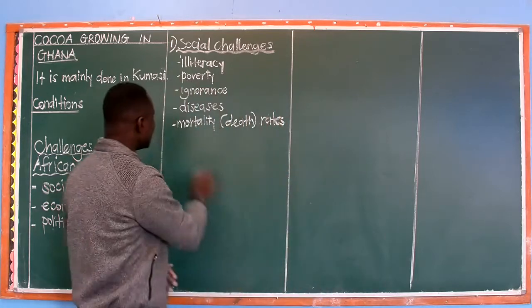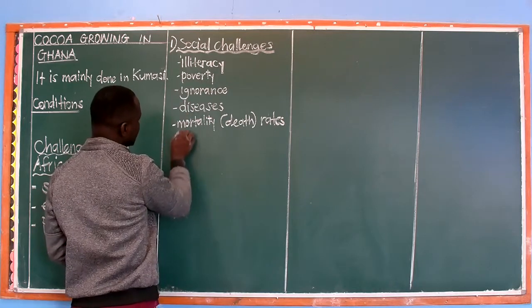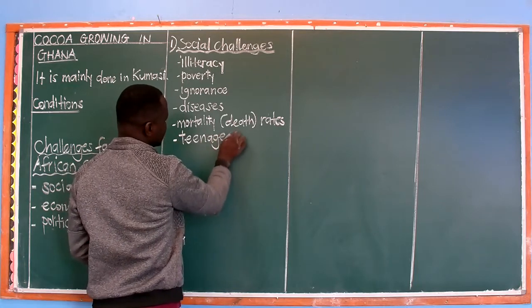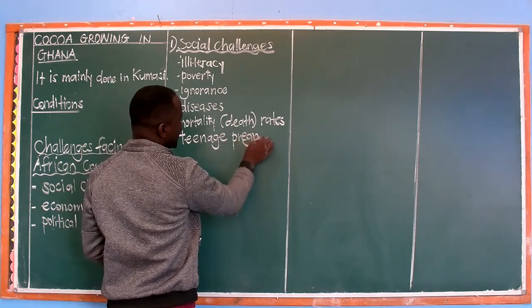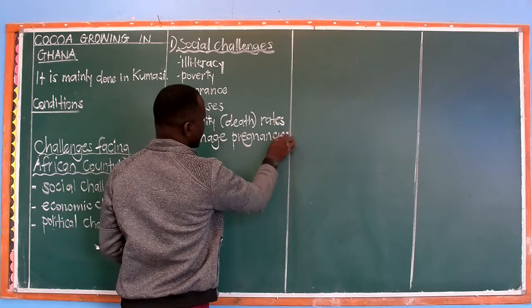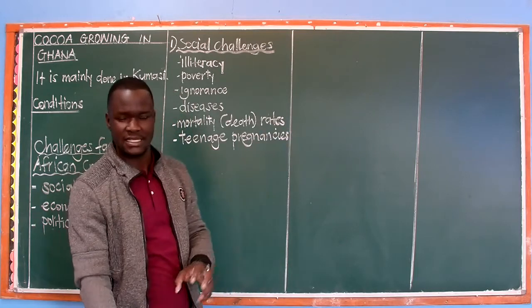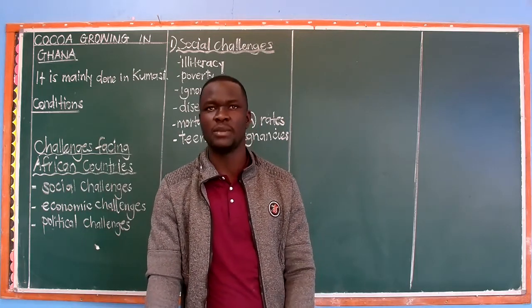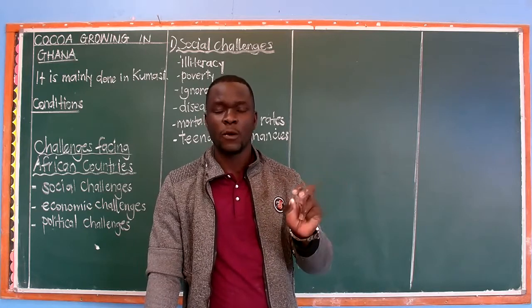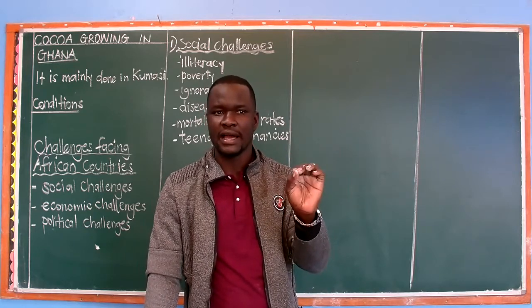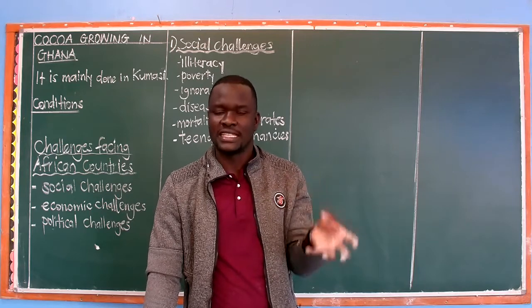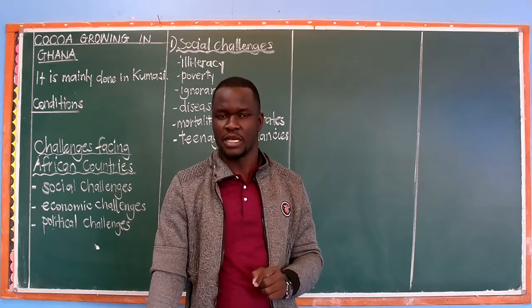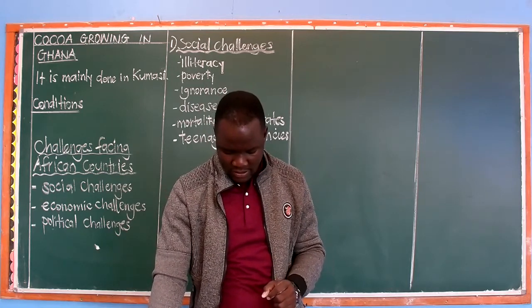The other problem that is associated with this is what we call teenage pregnancies. We can call this early pregnancies, which means we are looking at young girls dropping out of school and becoming pregnant, thereby becoming the mother. A child is a mother to another child. That becomes a very big problem in the continent.